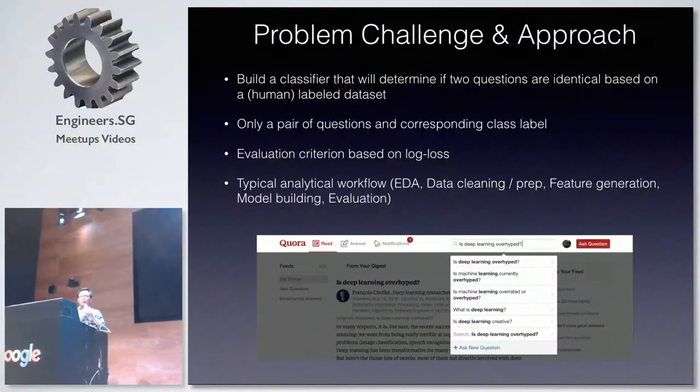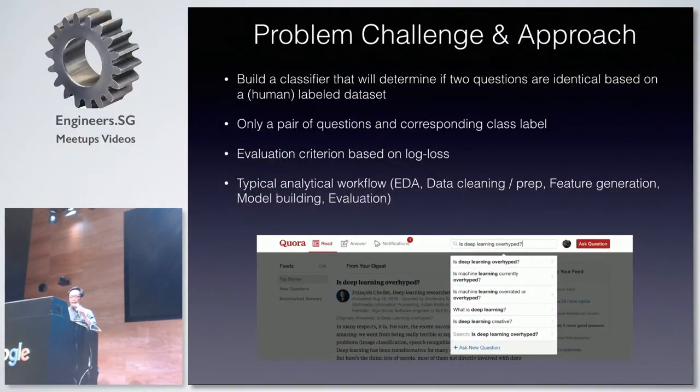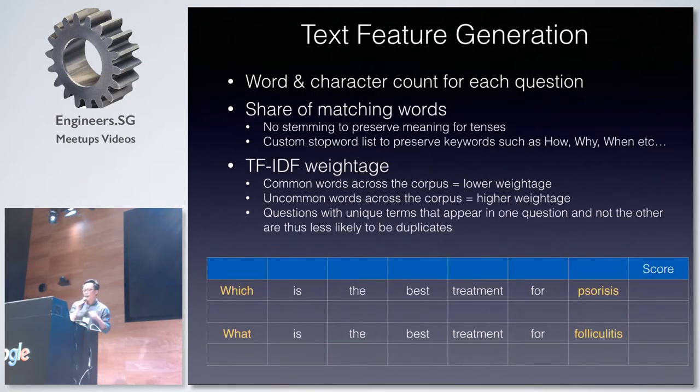So, as usual, we'll go through the typical analytical workflow: EDA, cleaning, data prep, feature generation, model building, evaluation. And this is just what happens on Quora's website. If you type in a question there, it gives you a ranking of the closest, most similar questions. And I think one of the reasons why they chose log loss was because they wanted to make sure that your predicted question is closest. Your model has the closest accuracy, right? Not in terms of whether it is true or false, but the confidence of you predicting that a question is duplicate.